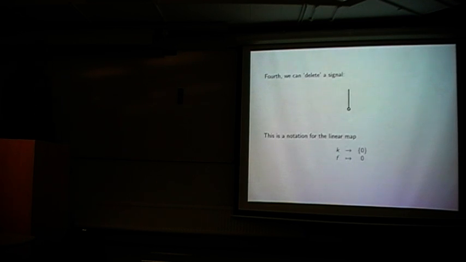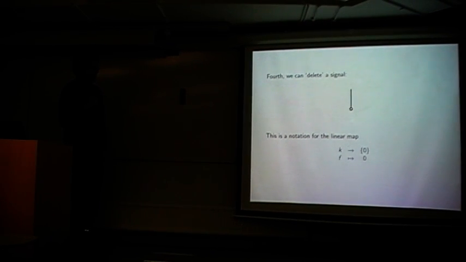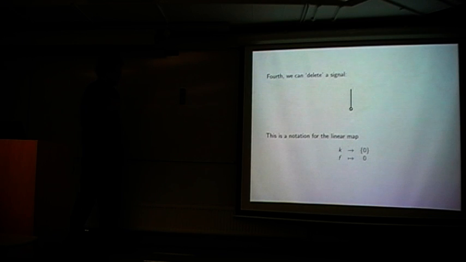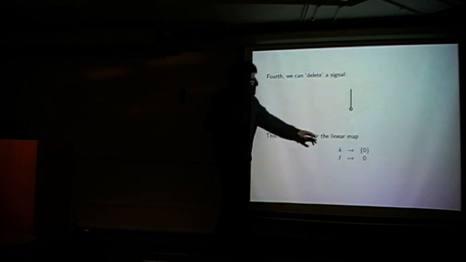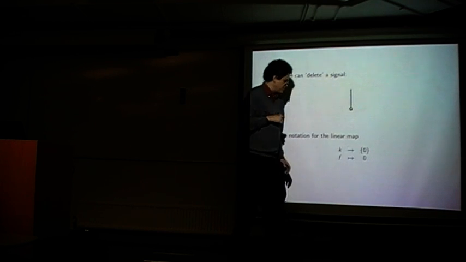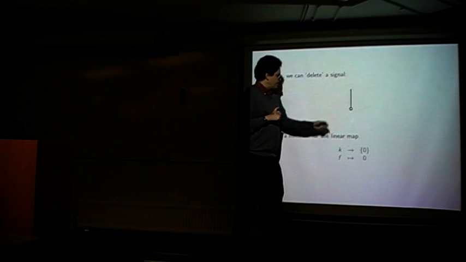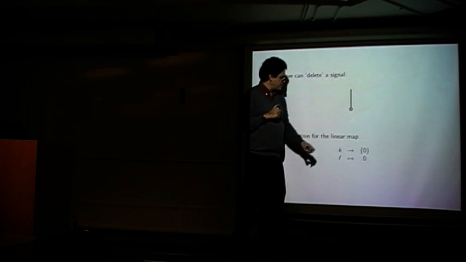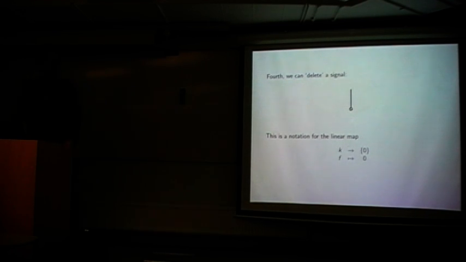In addition, there are some other building blocks that may seem trivial at first, but are definitely good to have. One is that you can delete a signal. You can throw it away. So there's a unique linear map from the one-dimensional vector space to the zero-dimensional vector space. It just sends any signal to zero. And we'll just draw it like this. This should look a little bit like a wastebasket, because that's the idea.